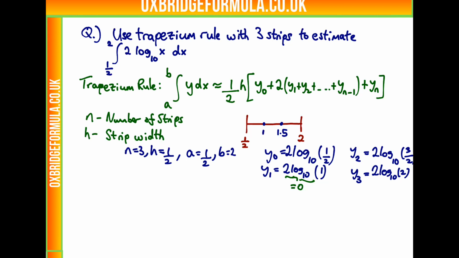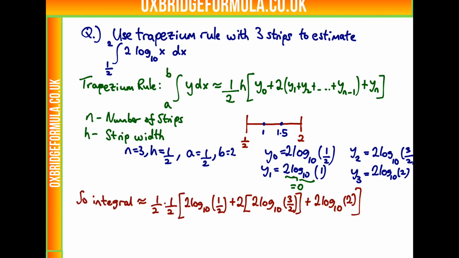So let's put all the info we have back into our formula. And so we get our integral is approximately equal to half times a half, which is our h, times by 2 log base 10 of a half, which is y0, plus 2 lots of 2 log base 10 of 3 over 2, which is our y2, and we're implicitly adding 0, which is our y1, and then finally adding 2 log base 10 of 2.